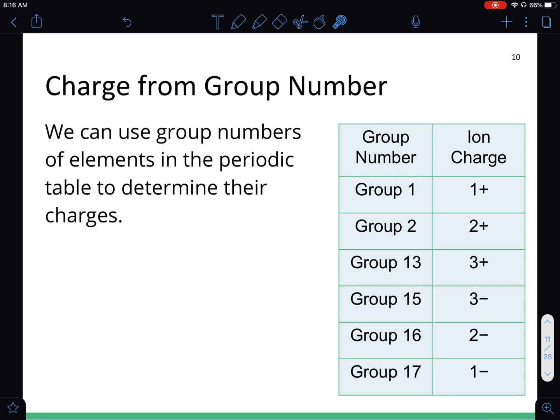All right, here are the charges of the different groups, all based on how many electrons they need to give away and how many electrons they need to receive to achieve that noble gas configuration.